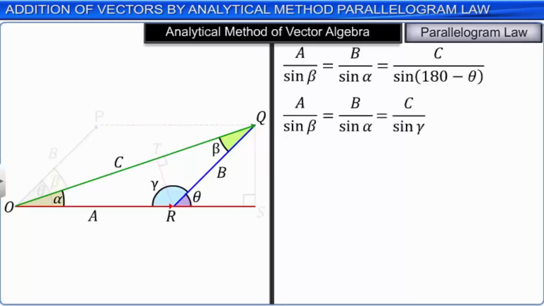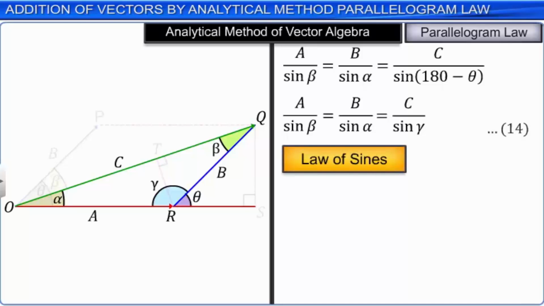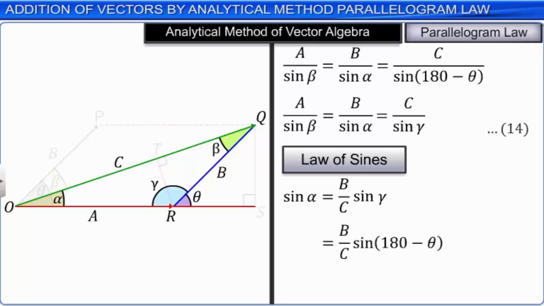From equation 14, we can write sin alpha is equal to B by C into sin gamma, which is equal to B by C into sin of 180 minus theta. And finally, we can write sin alpha is equal to B by C into sin theta. Let this be equation 15. From this equation, we can find the direction of the resultant vector C.